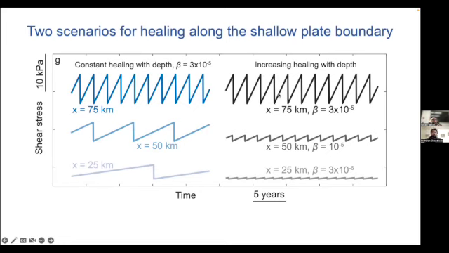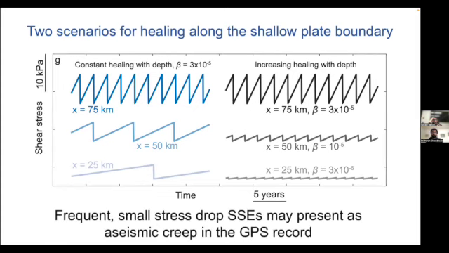So I will say I personally favor the scenario on the right, the black curves, where you have increasing healing with depth, because in the shallow portion, even though the margin is relatively cold, you can expect somewhat increasing temperatures, and that could modulate healing rates, and they could be driven by this. So what these plots are showing us is that in the case where you have increasing healing with depth, going from relatively low healing near the trench to higher healing rates at the SSE source, you could have slow slip events very, very close to the trench, like this x equals 25 case here.